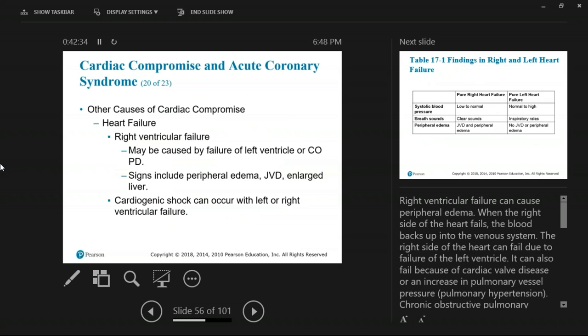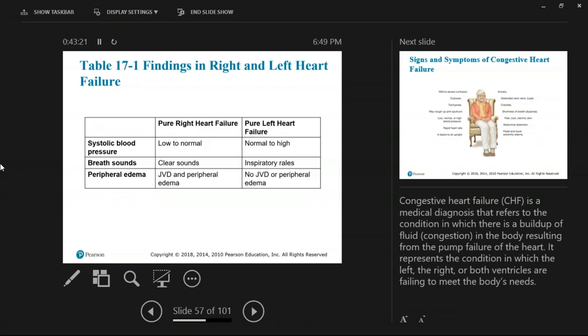So right-sided heart failure can be caused by left-sided failure. Signs include peripheral edema, JVD, enlarged liver. It's hard to feel a liver in a person with heart failure-related enlargement. If it's a person with cirrhosis of the liver and it's edematous, it's very easy to feel and it's a good thing to do. But in some categories you're just not going to feel a large liver, so you have to go find other things to look at. So again, cardiogenic shock can occur with left or right failure. Either side can give you cardiogenic shock.